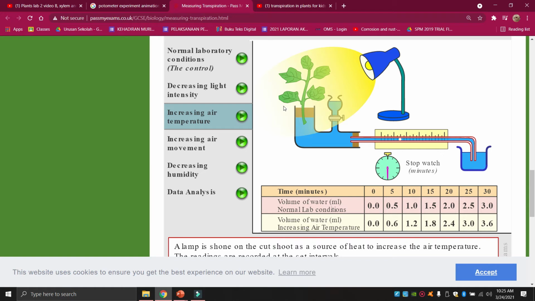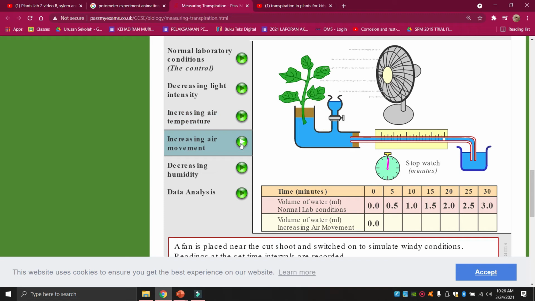So we already got two conclusions here. If you decrease the light intensity, the rate of transpiration will become lower. But if you increase the air temperature, the rate of transpiration will become higher. After this we will conclude all these four conditions.